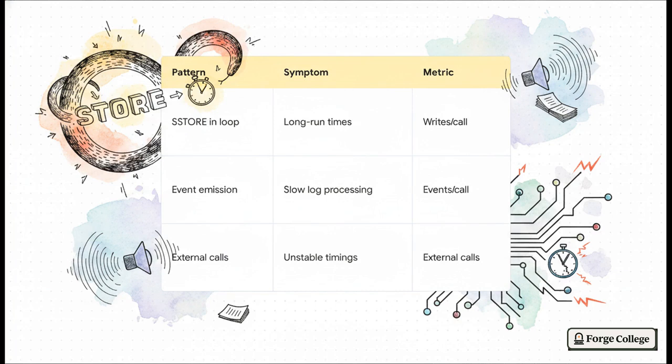If your tests are timing out, you're likely looking at one of these 3 mechanical failures. First up is the hot loop SSTORE. This is basically constantly writing data to the blockchain inside a repeating loop, which causes massive runtimes and huge writes per call. Second, we have heavy event emissions. A lot of devs don't realize this, but spitting out a ton of log data is a really heavy lift for test environments. And third, external call churn. Bouncing back and forth between different contracts causes highly unstable timings.